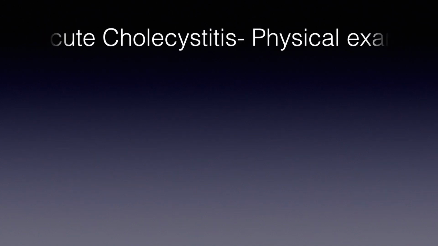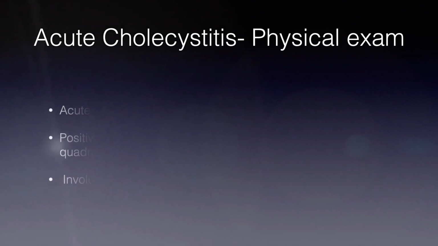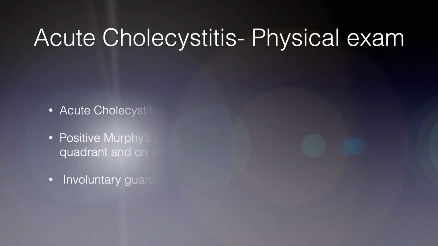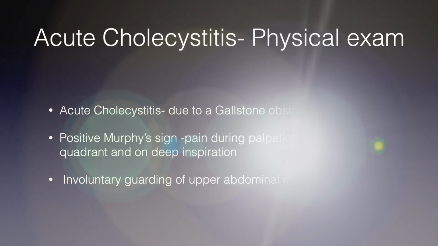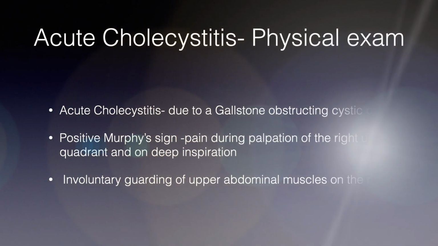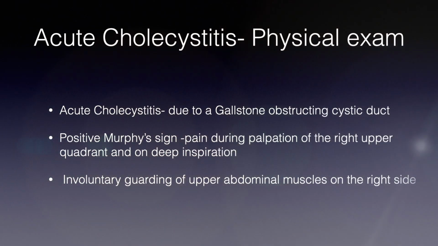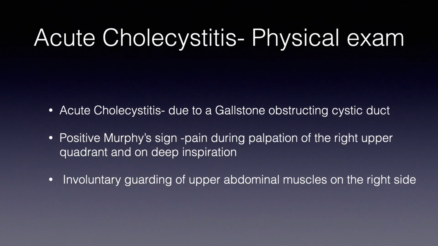Acute cholecystitis results from obstruction of the cystic duct by a gallstone. Typically, there is pain on palpation of the right upper quadrant of the abdomen and on deep inspiration, which is described as a Murphy's sign. There is involuntary guarding of the upper abdominal muscles on the right side.